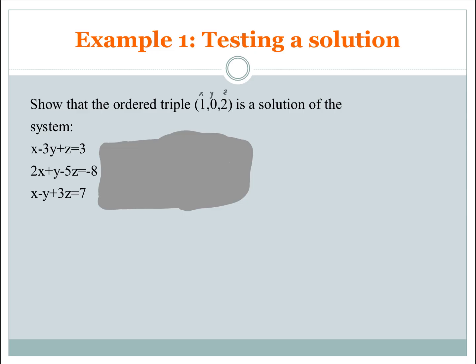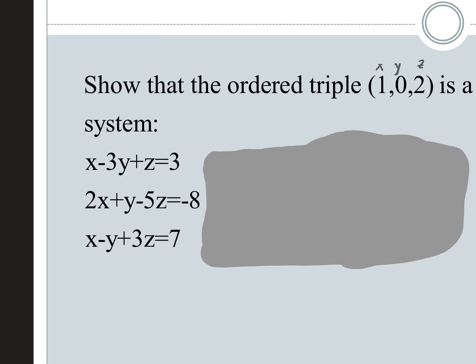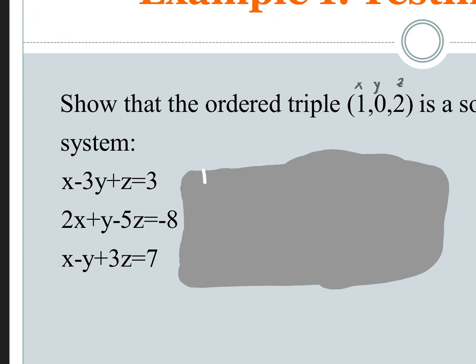Now, how would you check to see if an ordered triple was actually a solution? You'd have to plug it in. So if you have a question like this on WebAssign or on a quiz, don't just tell me yes or no. Actually do it. So I'm going to plug in 1 for x, then minus 3 times 0 for y, plus 2. Does that equal 3? Well, what's 3 times 0? 0. So what's 1 plus 2? 3. Does 3 equal 3?